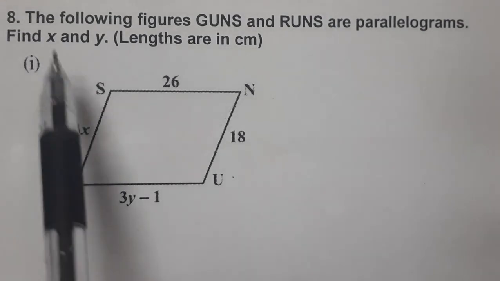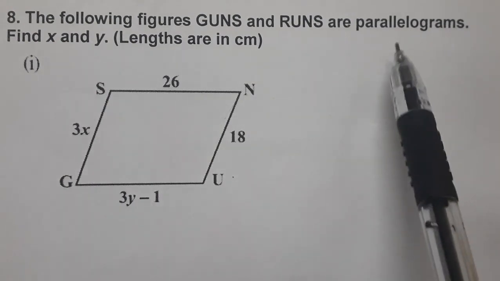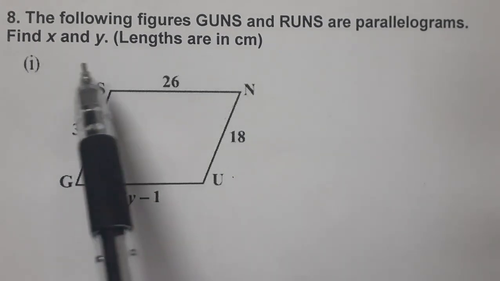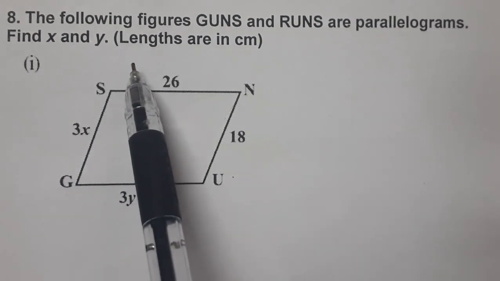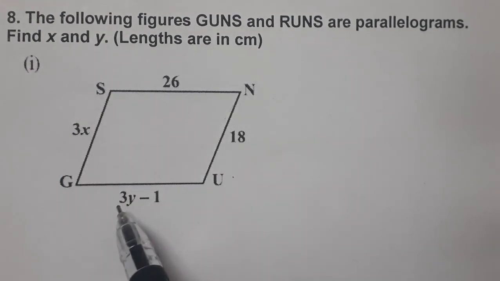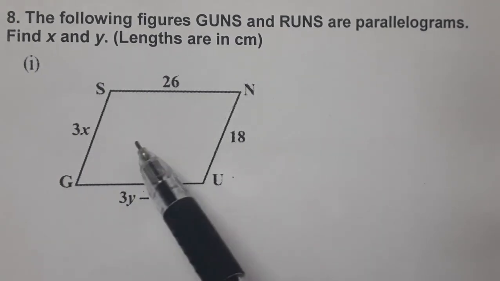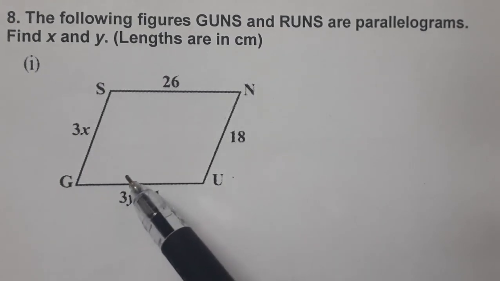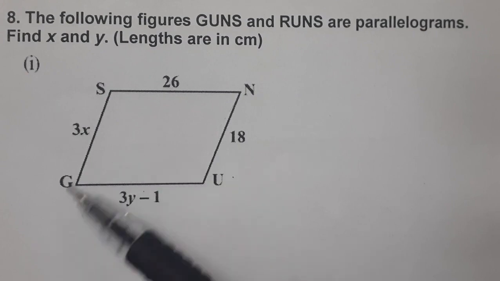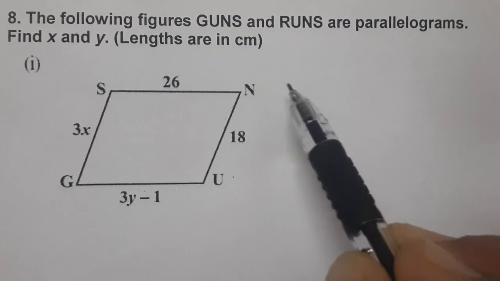So see the question. The following figures, GUNS and RUNS, are parallelograms. Find x and y. We need to find this x and this y. See children, this question is based on sides, and we know opposite sides of a parallelogram are equal. So with this property we will solve this one.